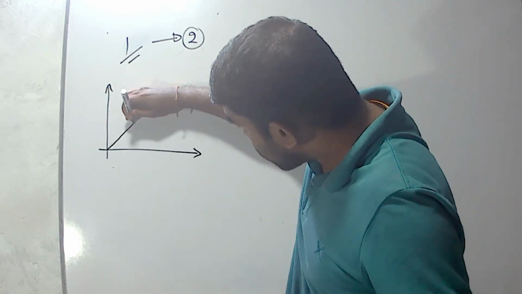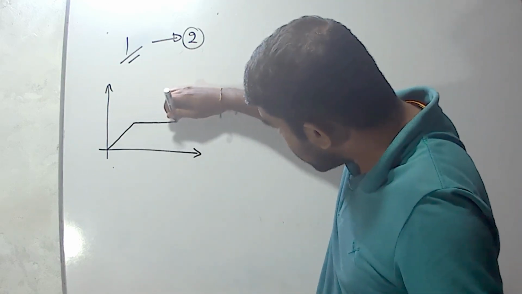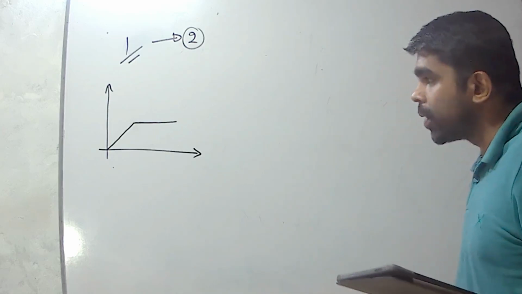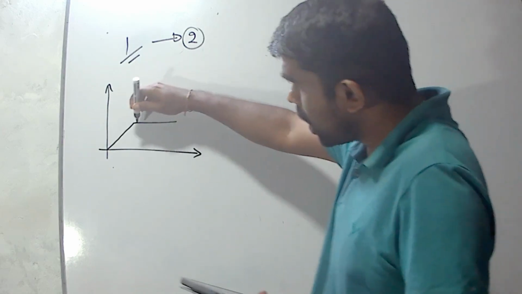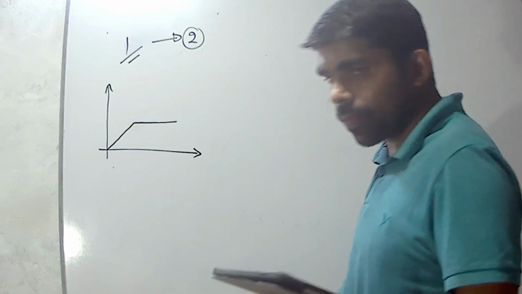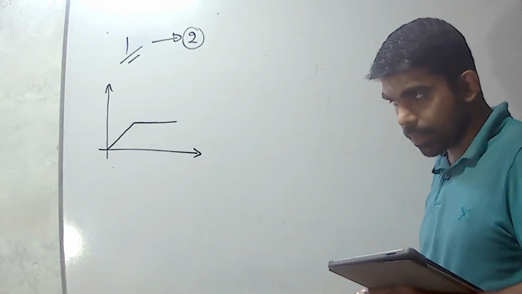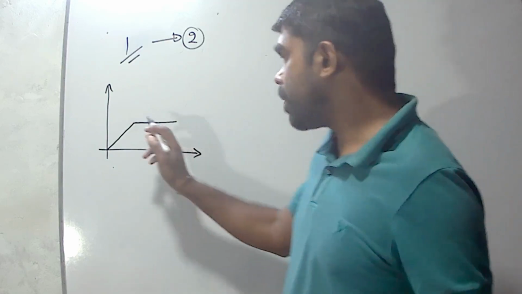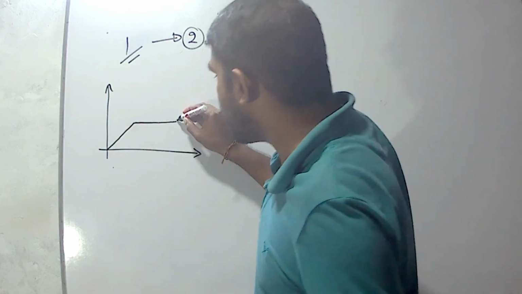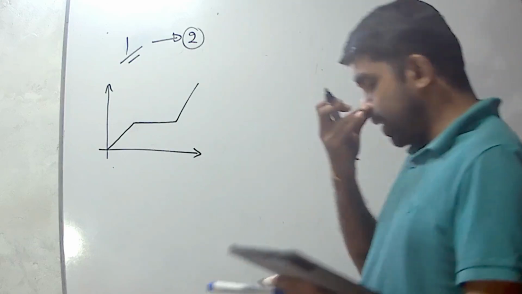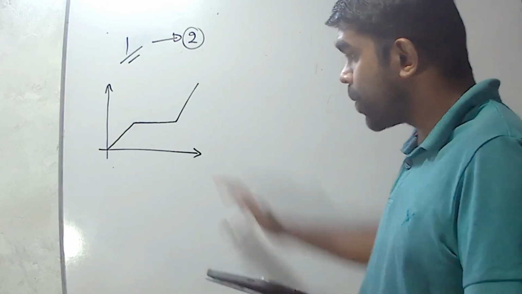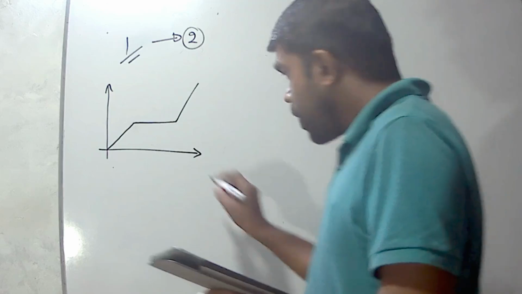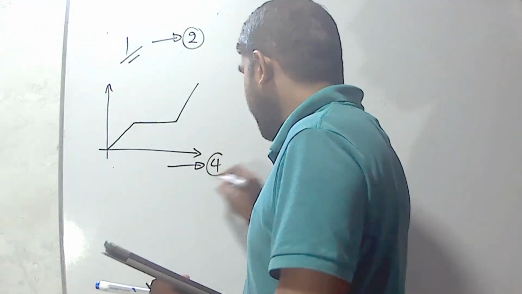At the corresponding temperature, we can observe that when giving heat energy, there is no change of temperature. But after the phase change, again we can observe that there is an increase of temperature. The graph should be like this. Fourth one is the correct answer.